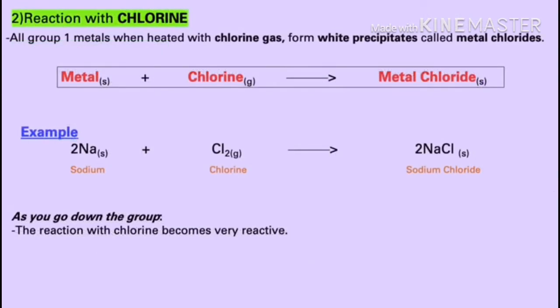The next one is reaction with chlorine. All Group 1 metals, when heated with chlorine gas, form white precipitates called metal chlorides. The general equation is metal plus chlorine gives you metal chloride. An example of sodium is shown. As you go down the group, the reaction with chlorine becomes more reactive.